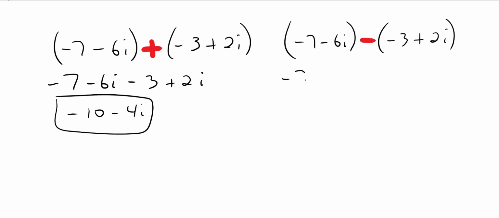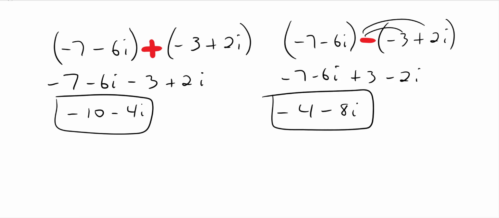This one, negative 7 minus 6i, and then we're going to distribute the negative. So plus 3 and minus 2i. So negative 7 plus 3 is negative 4, and negative 6i minus 2i is negative 8i. And that's your answer. Okay? So that's adding and subtracting. Super easy. Okay, let's do multiplication.